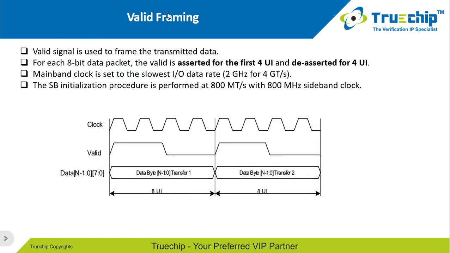So let's have a look at valid framing. The valid signal is used to frame the transmitted data. For each 8-bit data packet, the valid is asserted for 4 UI and deasserted for 4 UI.